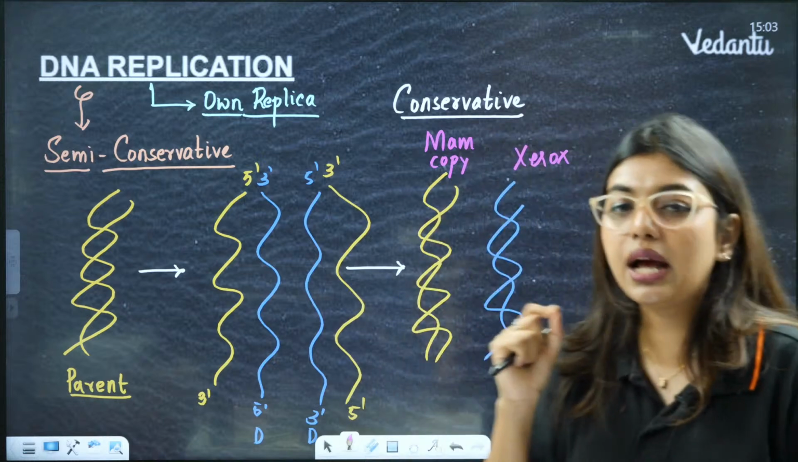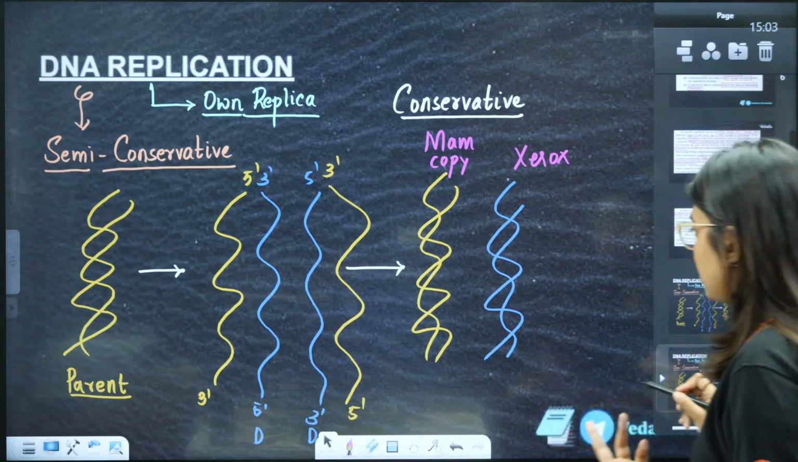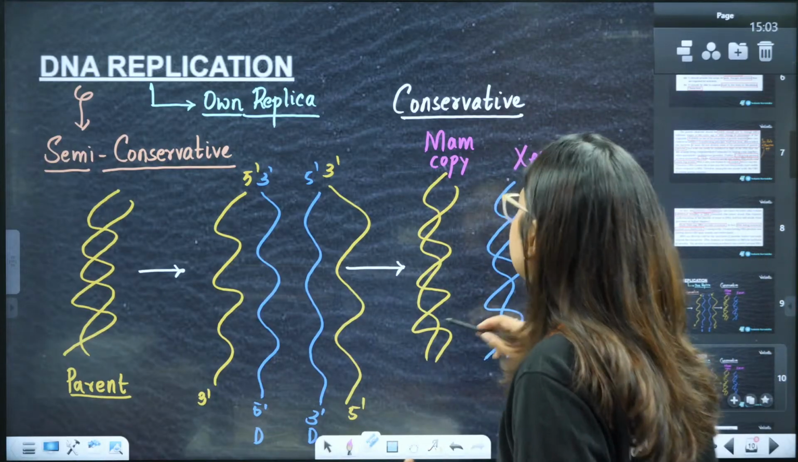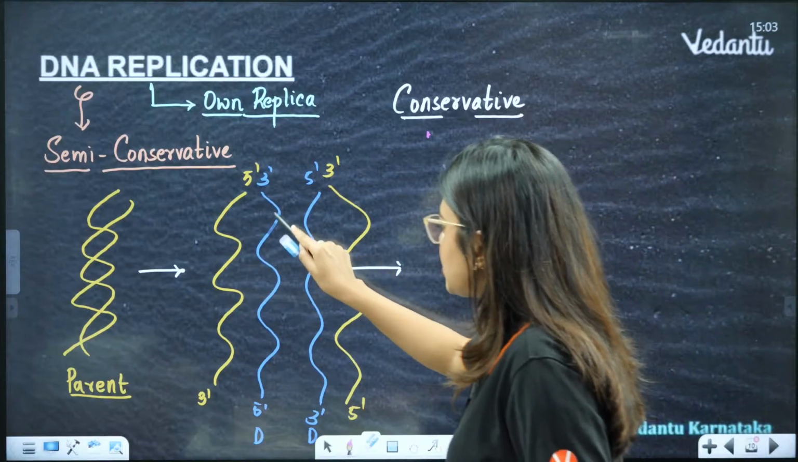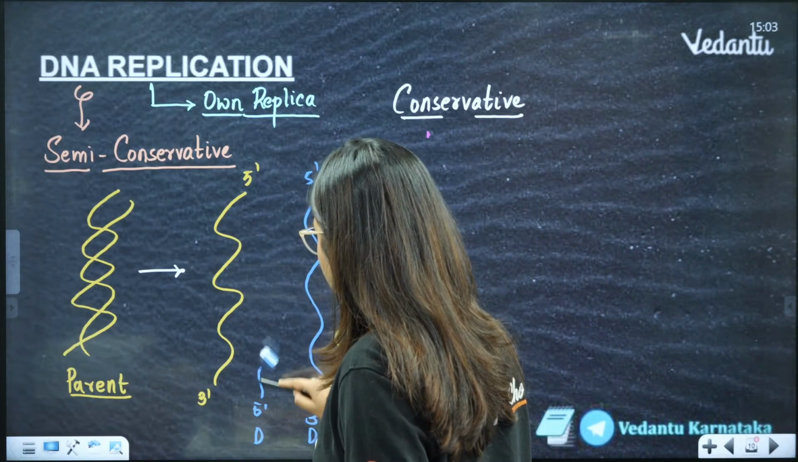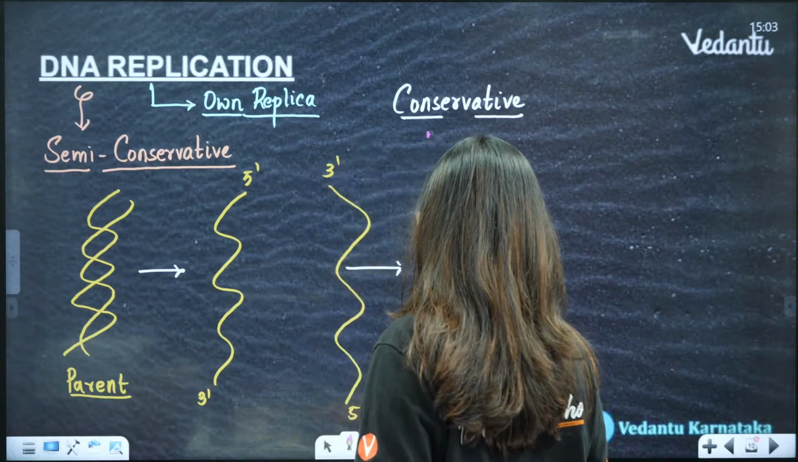But what happens in our DNA, students? Our DNA is a little different. I'll tell you why. Let's take the same example, just that we will remove the daughter strands and change the color. Yeah, the same thing is continuing.